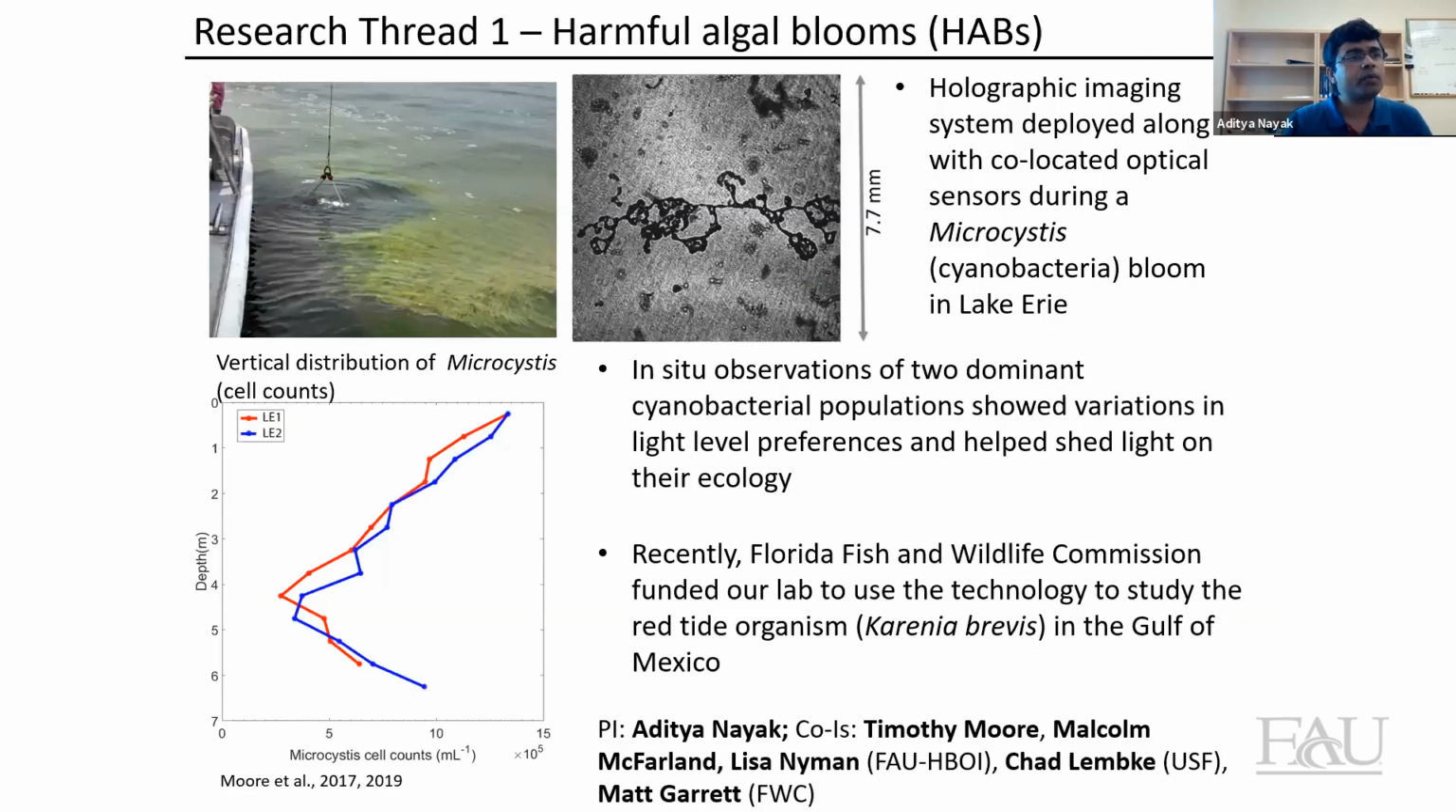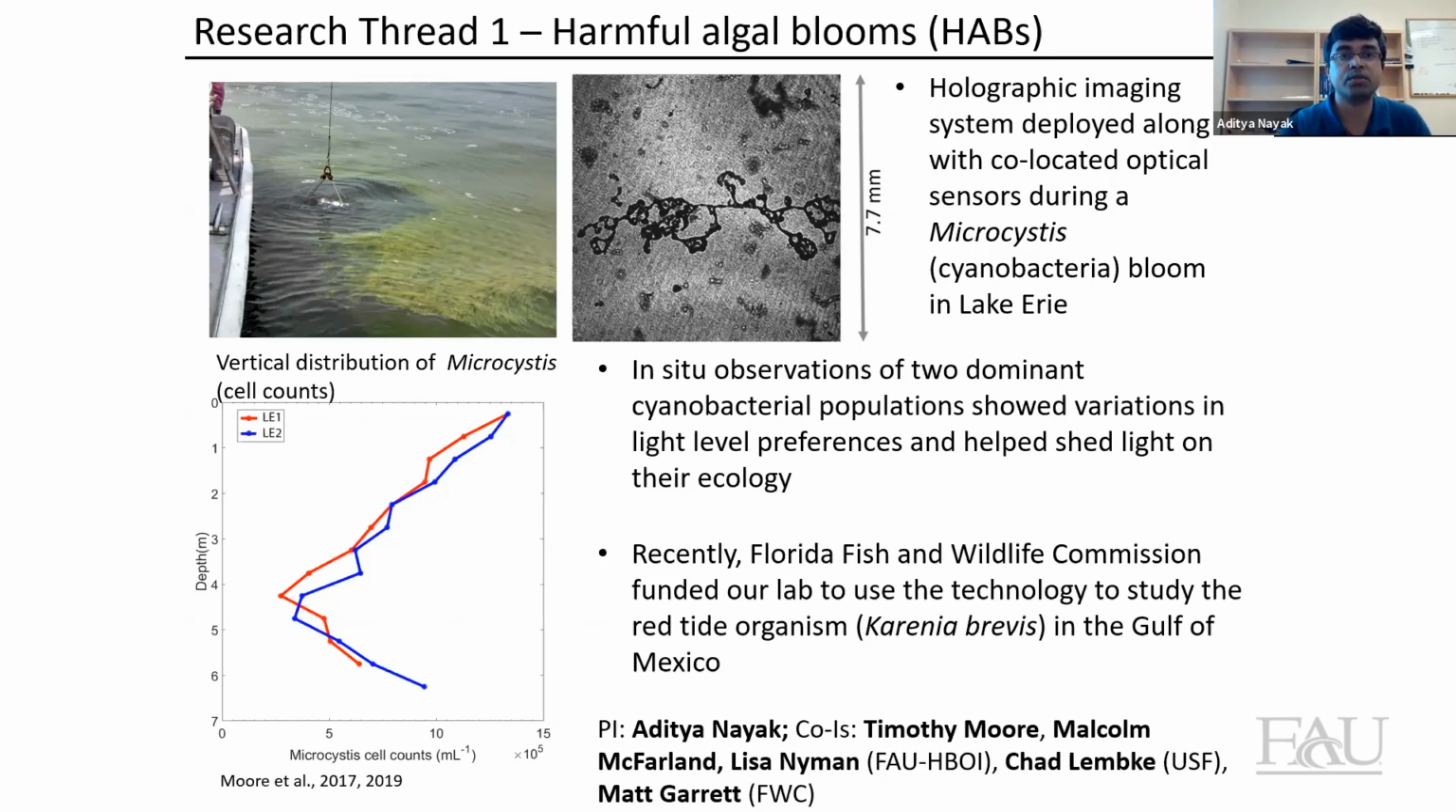So we've had success in the past. Working with Tim Moore and Mike Twardowski and Jim Sullivan, who were part of this initial project, our lab did a lot of the data processing for this. So the holographic imaging system was deployed in Lake Erie, where you had a microcystis bloom.